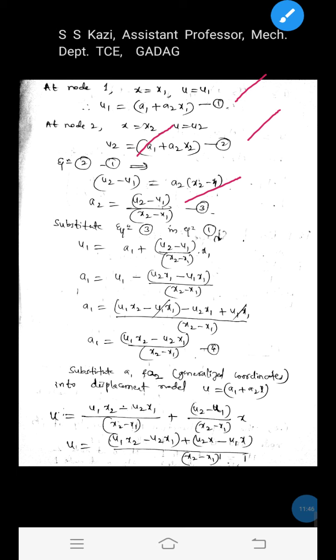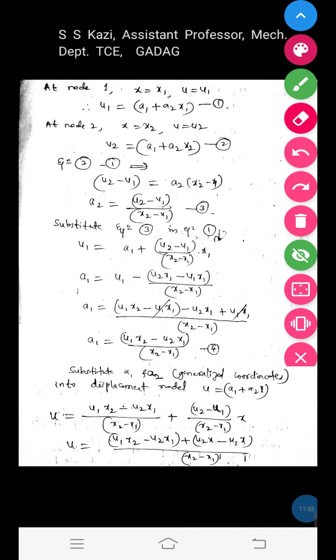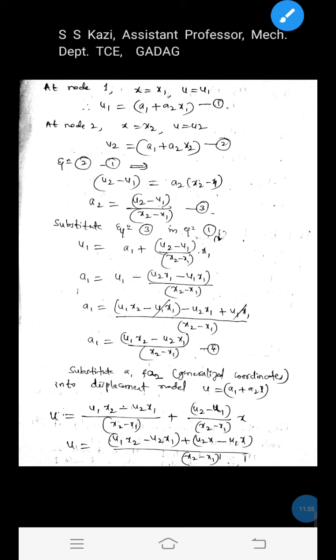Okay, now substitute the value of a2 in one of these two equations. I will substitute into equation number 1 the a2 value, then we will get a1 value. What is the a1 value we will get by solving? I hope you are following.